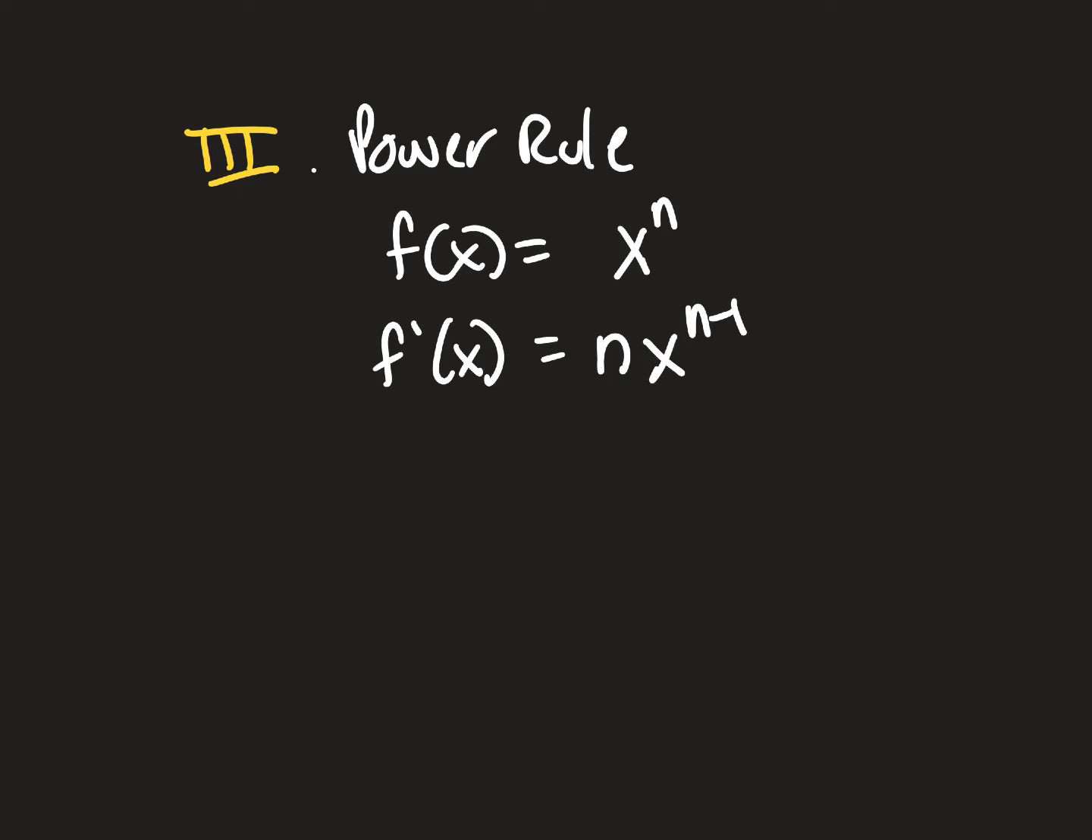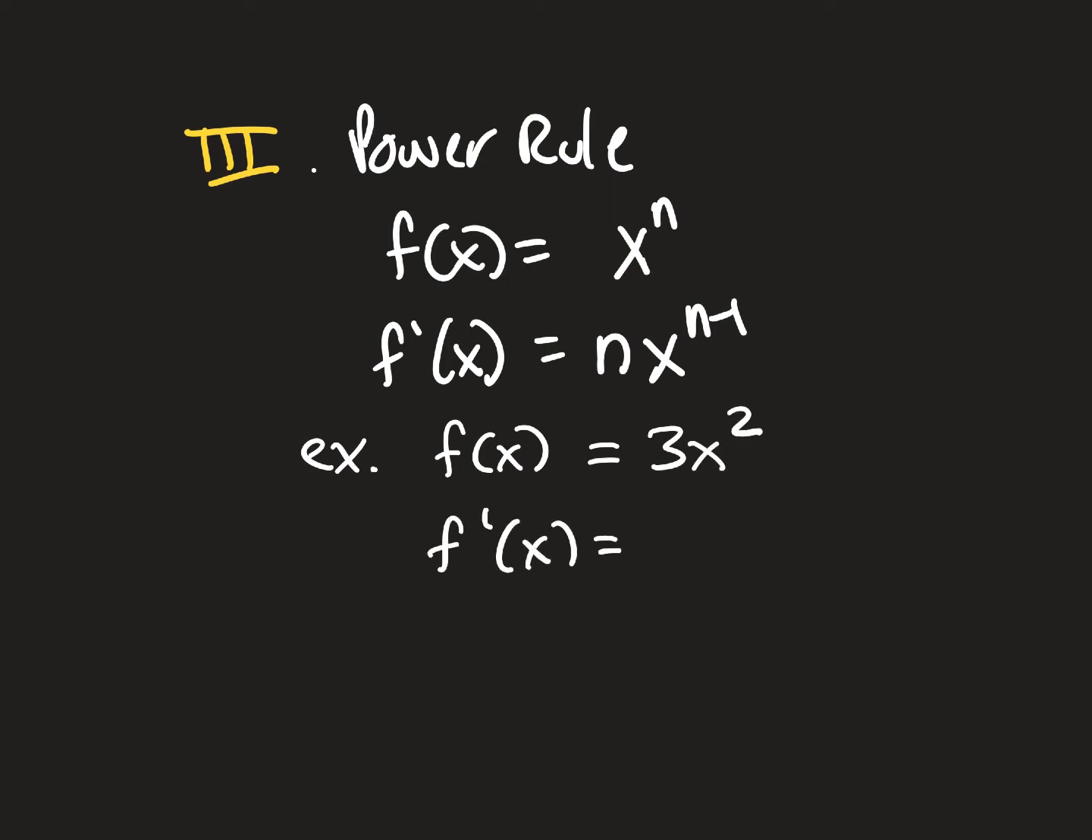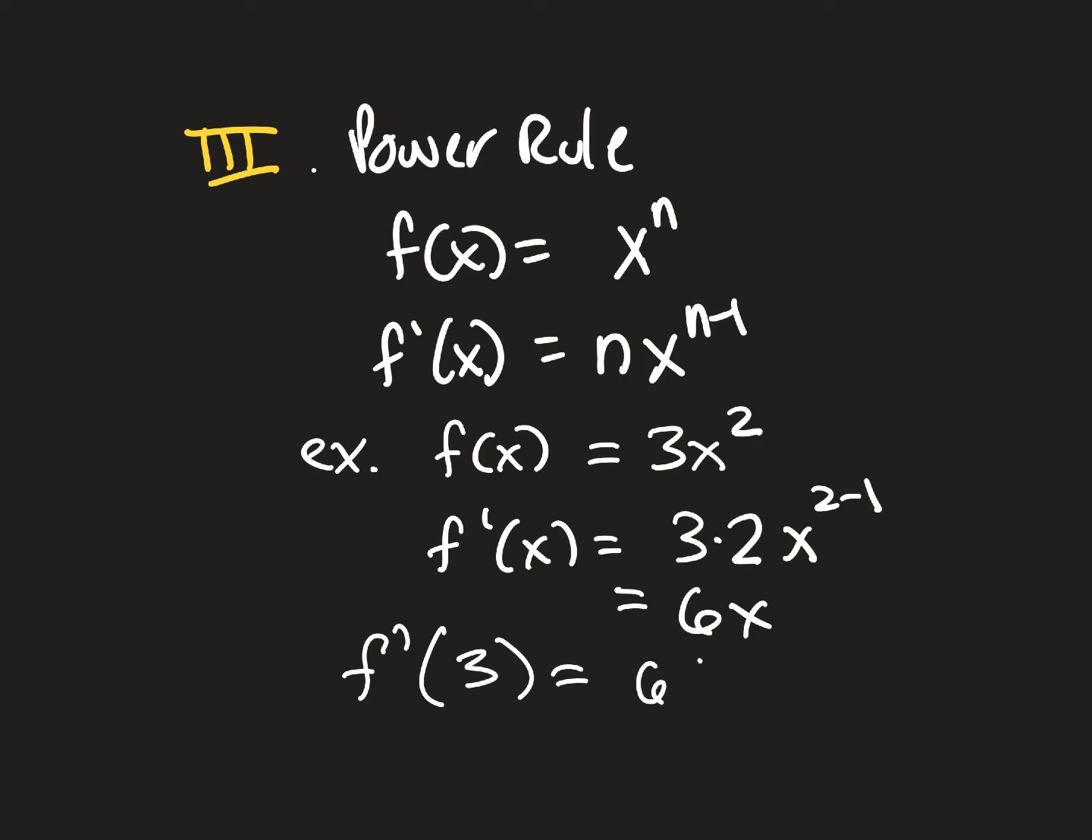So let's do an example here. So if I had a function equal 3x squared, the derivative is 3 times 2 and x to the 2 minus 1, or in other words, 6x. That would be the derivative. And if I want the derivative at x equals 3, I just plug 3 in for that variable of x. So that was the power rule.